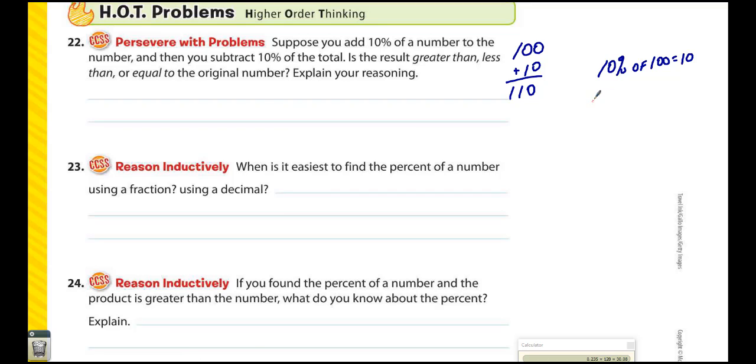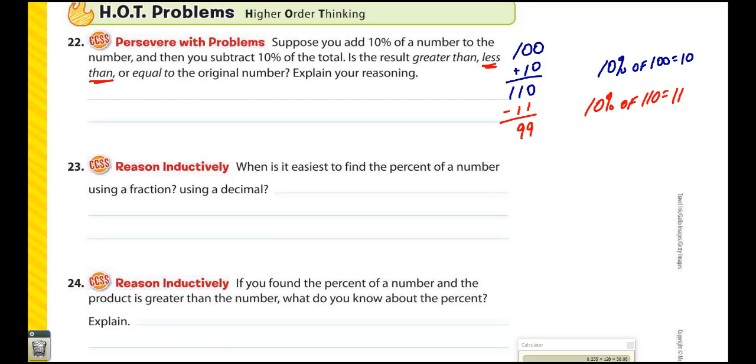So then we have to ask ourselves, what's 10% of that new number? What's 10% of 110? And that answer is 11. So we have to take away 11. And when you take 11 away, you end up with 99. You end up with an amount less than.